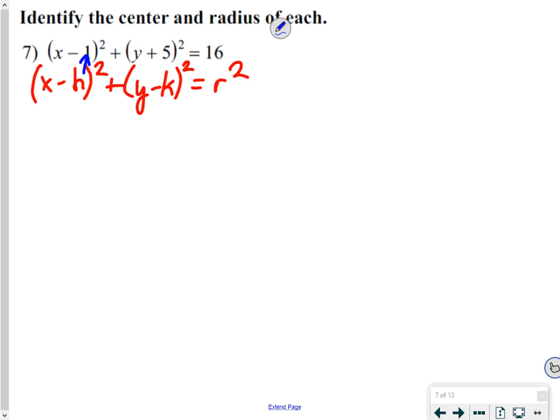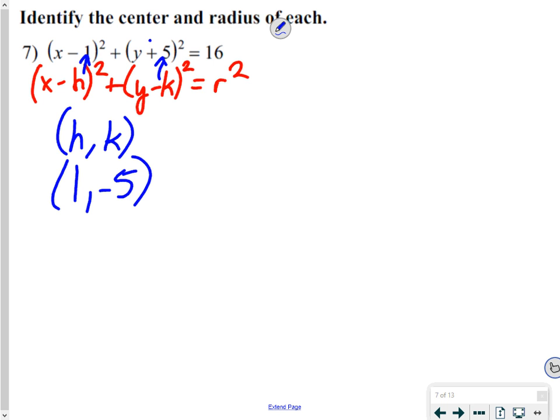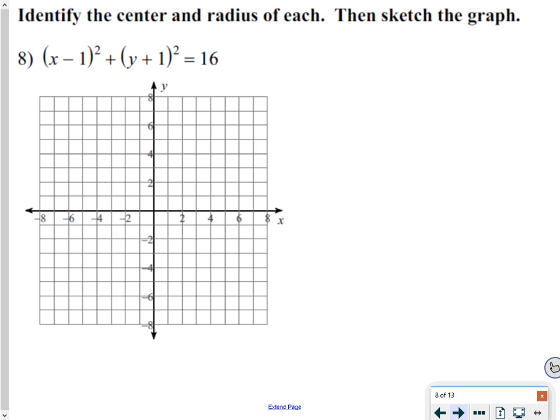All right, so right here, the center is h comma k. And that would be 1 and then negative 5. Notice we don't see that negative here, so that means that what we're subtracting is actually negative 5. Okay, r squared equals 16, so that means r equals 4. So we have a center of positive 1, negative 5, and a radius of 4. So we can just identify it from the equation.